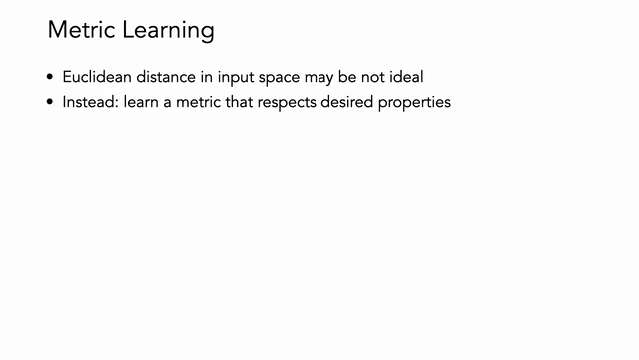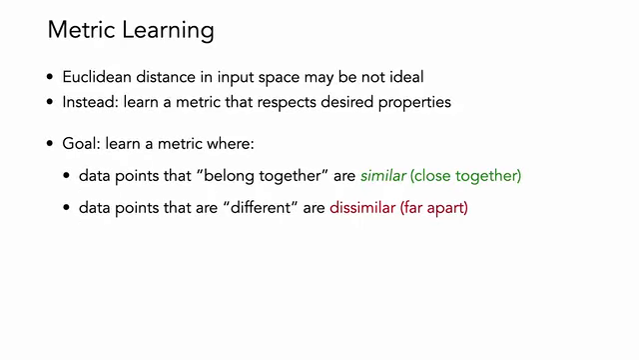So the way that we actually try to train things based on similarity and dissimilarity, the original proposed approach was called metric learning. Essentially, this was based on the idea that measuring Euclidean distance in your input data space, for example, looking at the Euclidean distance between all the pixels in one image and another, might not be ideal, right? Instead, we might want to learn some metric, some representation that respects some desired properties. So our goal is to learn a metric where data points that belong together are similar, close together, and data points that are different are dissimilar, far apart. And then the supervision becomes similarity information.